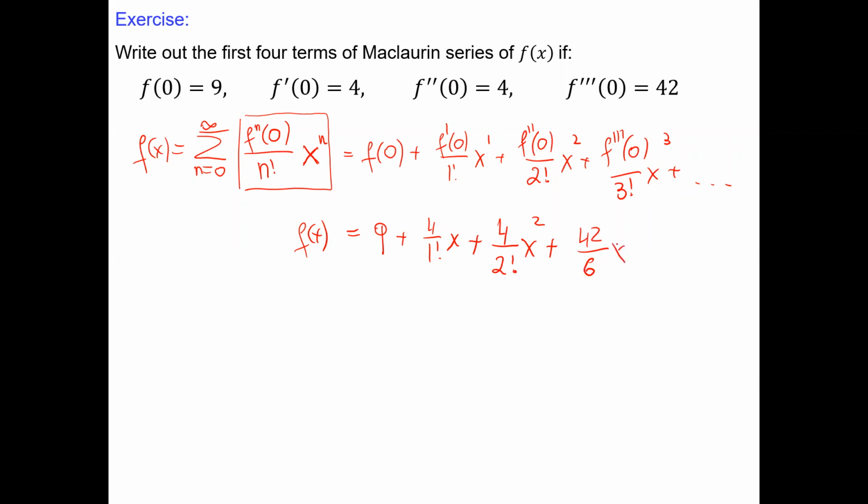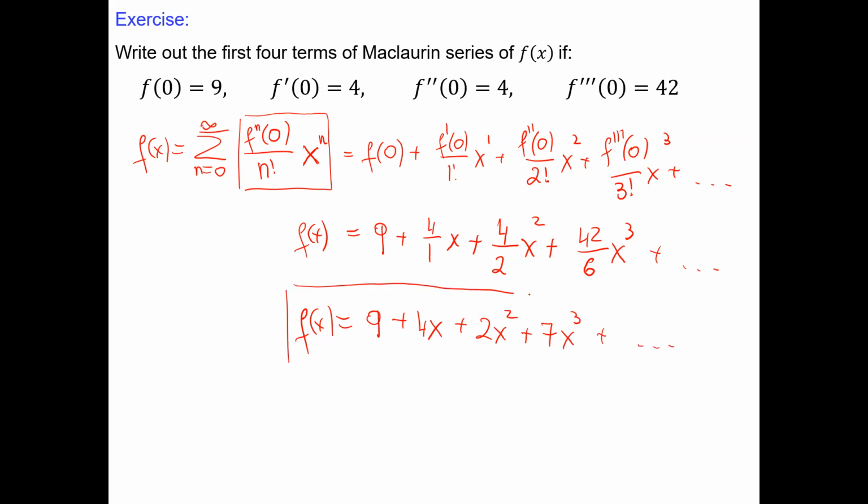Actually, I can say 6. And this one, 2 factorial is 2. 1 factorial is 1. But we have to remember about this extra coefficient. Right? That means this looks like the first 4 terms of the Maclaurin series. And we do have the rest of them, but it's not given for us. 9 plus 4x plus 2x squared and plus, I think, 7x cubed. Okay, that's the 4 terms of the Maclaurin series because everything was provided.